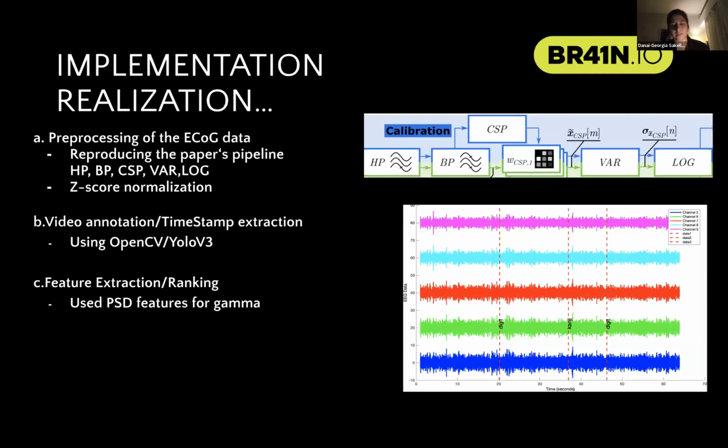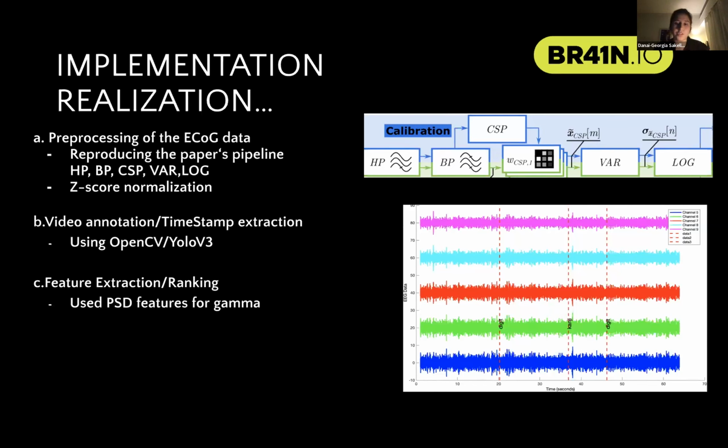So what we decided on doing was actually we had to first pre-process the data. So we reproduced the whole pipeline from the paper, from high pass filtering, band pass filtering, the spatial filtering, and the variance and logarithmic transformation. And then we did Z scoring. And the more interesting part was how to get the timestamps of the visual stimuli extracted.